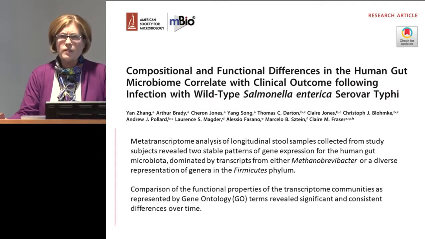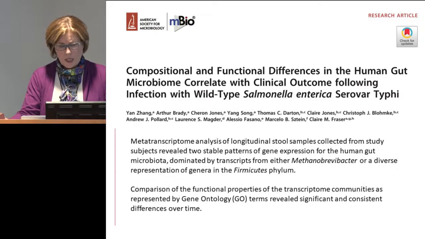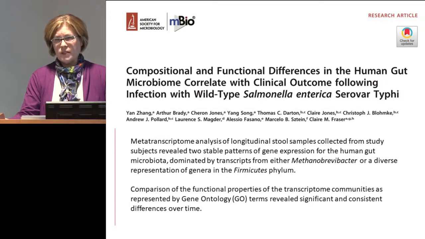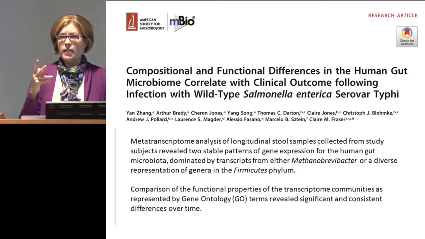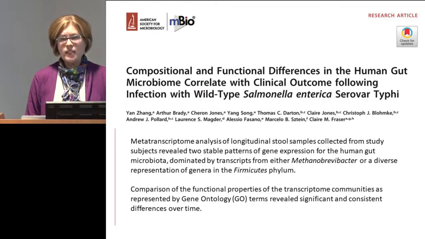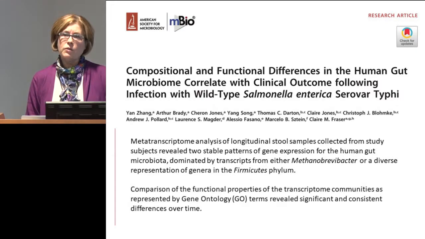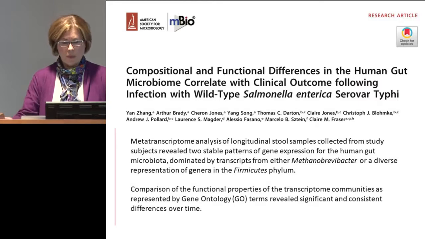And this was an interesting study. This was a population of human subjects recruited in the UK, in Oxford, by Andy Pollard and colleagues. And this was actually a human challenge trial with wild-type salmonella and a salmonella vaccine. The vaccine issue of this really doesn't matter today, but what we did was really move beyond 16S and begin to try and characterize the communities and individuals based on function, and we were using metatranscriptome analysis.